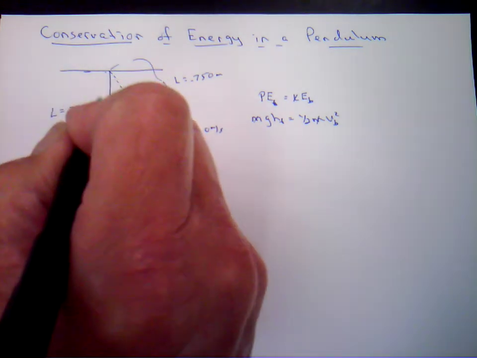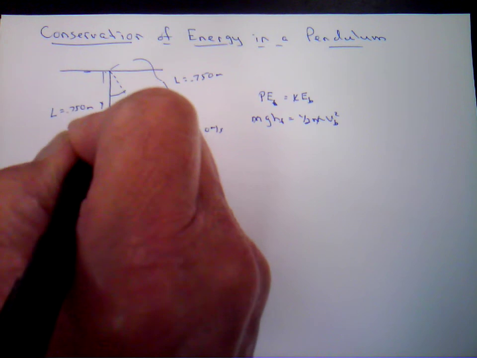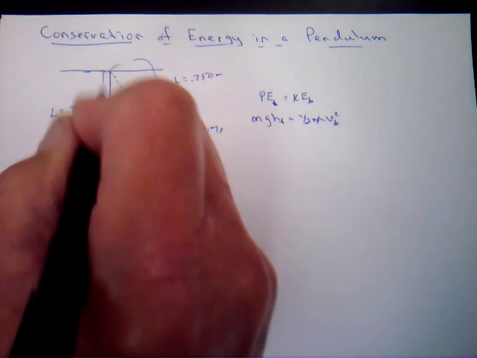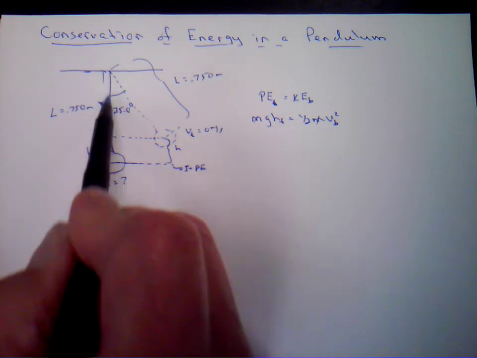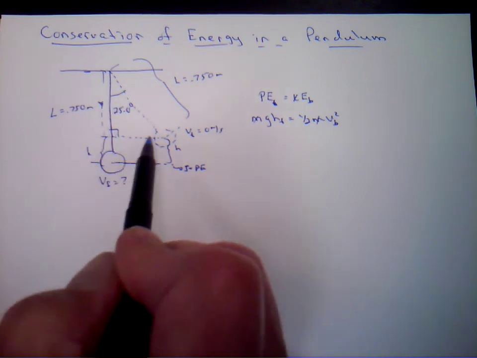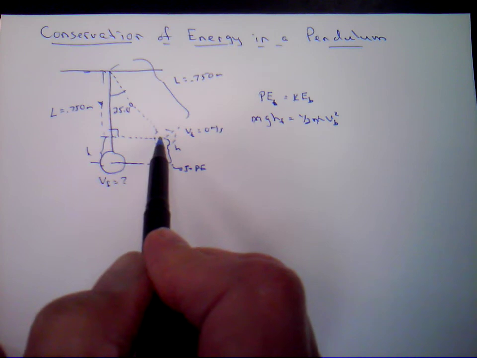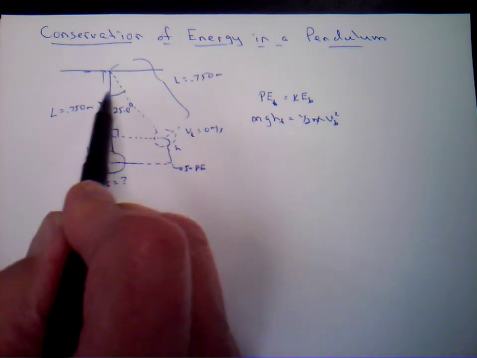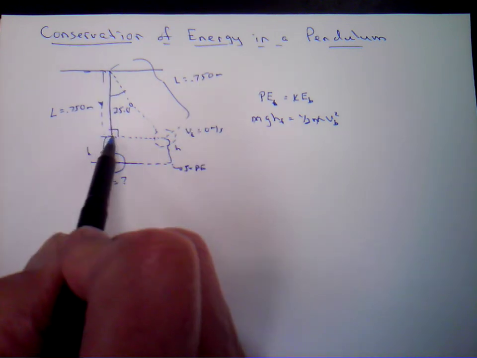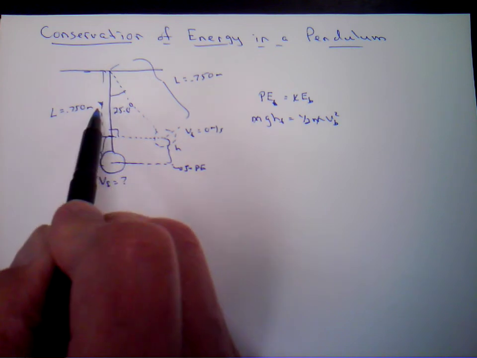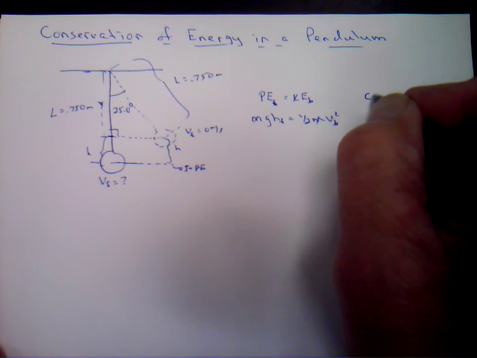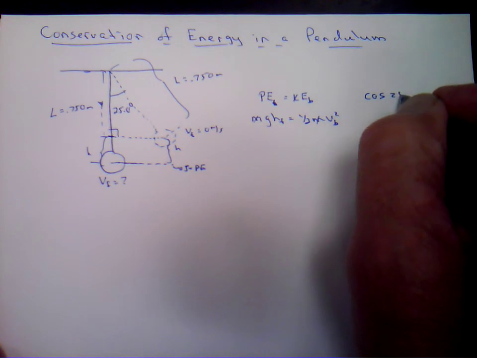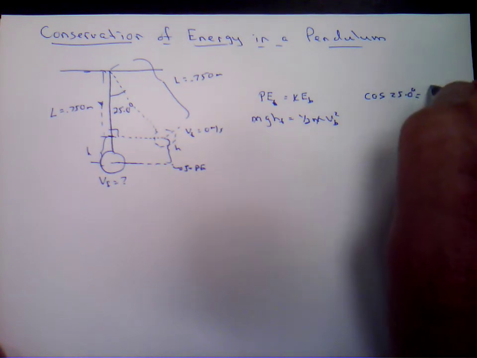I'm going to call the section from there to there y, because this is a right triangle. This is a right angle right here. We know the hypotenuse of that right triangle is 0.750 meters, and we know the angle. So let's figure out this side, from that point to that point. This y is the adjacent side of this angle, so we're going to use cosine: cosine of 25.0 degrees is equal to the adjacent side, y, over 0.750 meters.